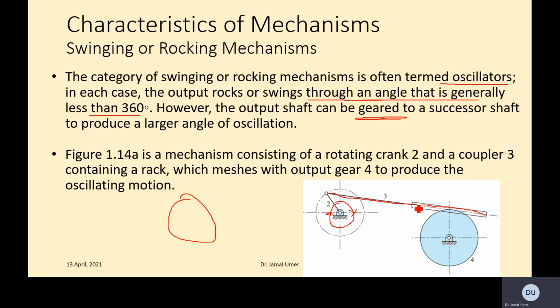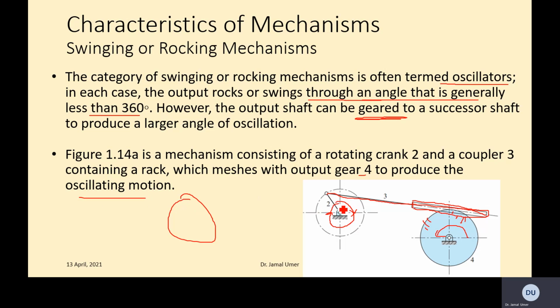Containing a rack. So this coupler has a rack here. This is a rack which meshes with the output gear 4. So this one is meshing with this gear, right? Meshing means it has teeth and this has teeth as well, to produce oscillating motion.